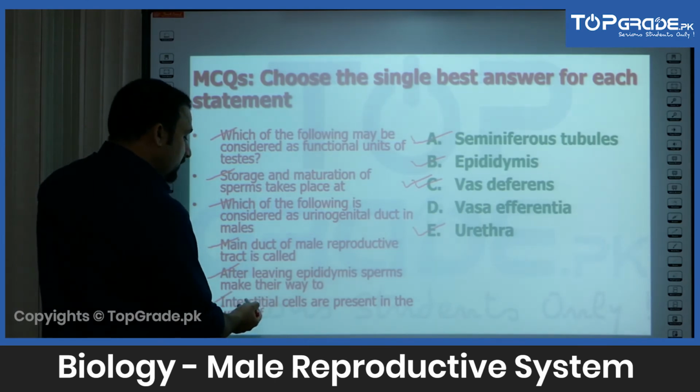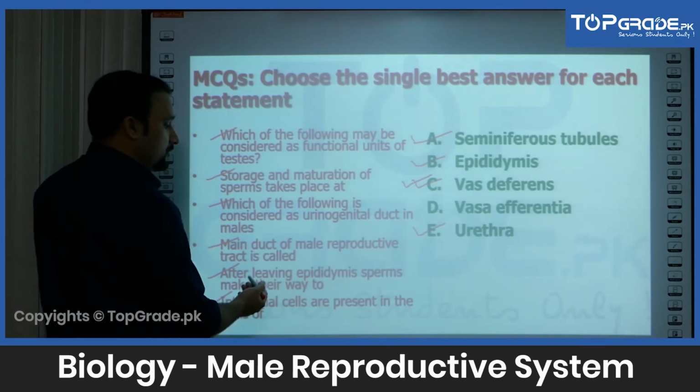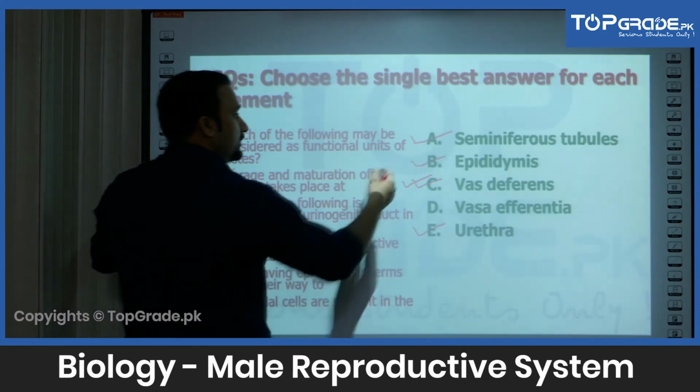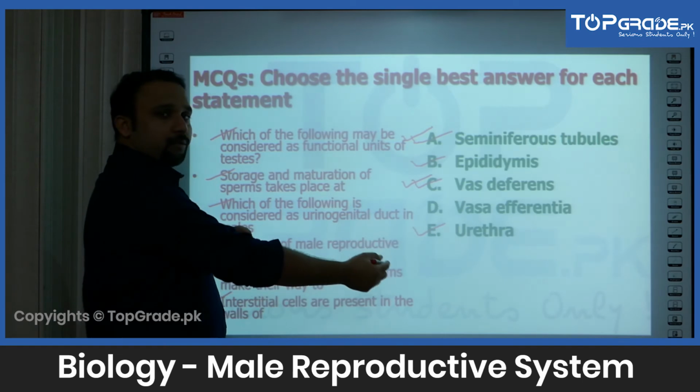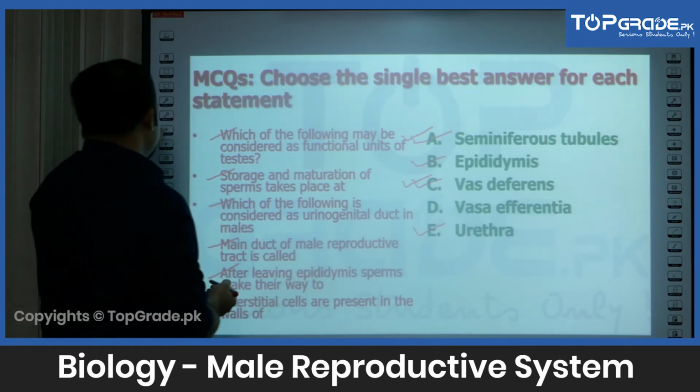Another statement, interstitial cells are present in the walls of. So interstitial cells are basically present in the walls of seminiferous tubules. Best response would be alpha. We will discuss the reasoning of these questions further ahead.